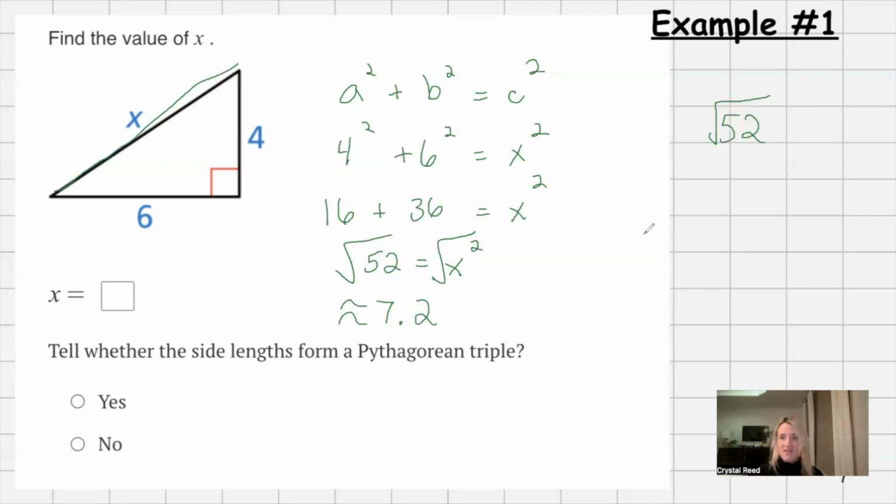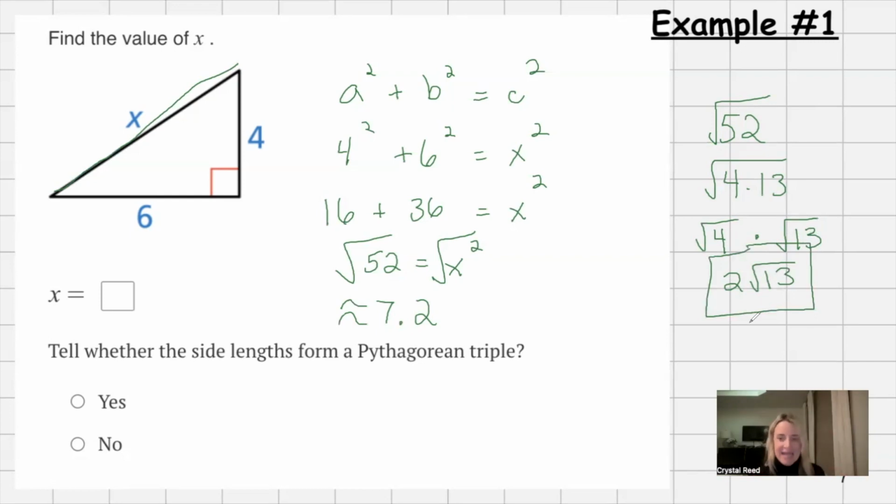4. So 52 is the same thing as 4 times 13. Just doing a little mental math here. 4 is that perfect square. We can break this out as the same as square root of 4 times square root of 13. Square root of 4 is 2, so we can write that as 2 root 13. So that is the non-rounded exact answer. If you ever see a problem that wants the exact answer, then that would be that. Otherwise, feel free to put in that decimal form, 7.2.